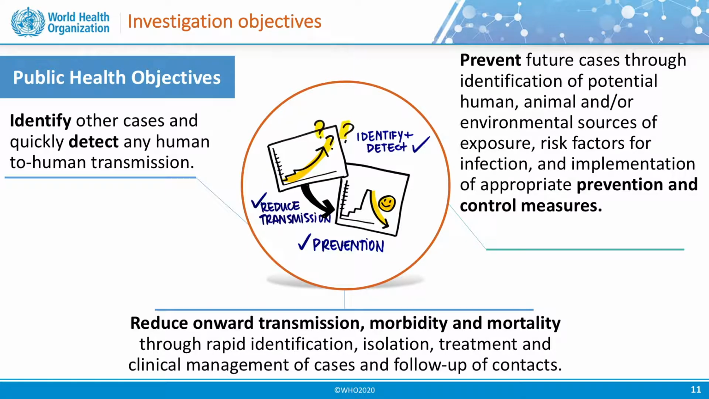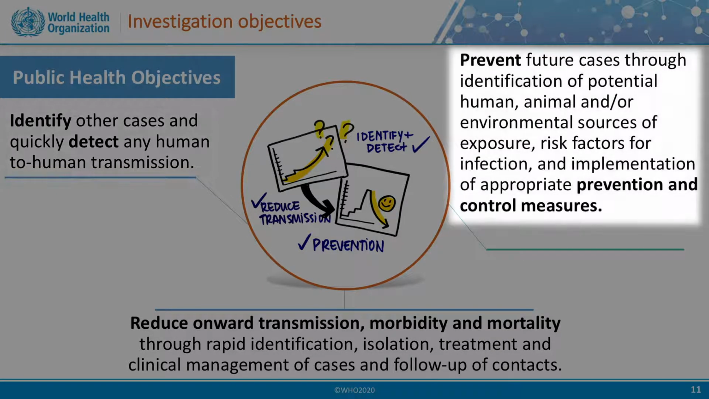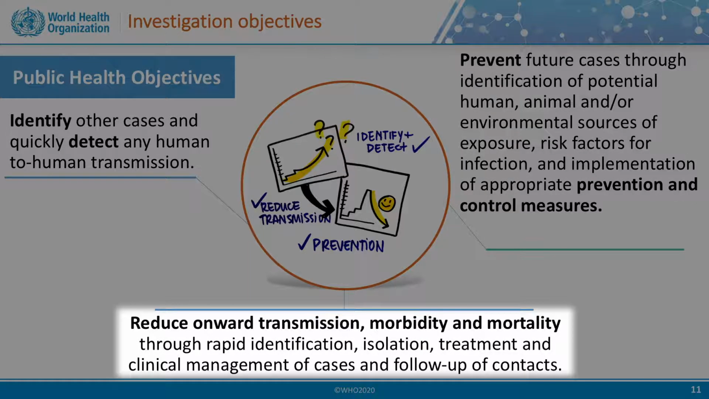There are many public health objectives in conducting investigations. These include identify other cases and quickly detect any human-to-human transmission, to prevent further cases through the identification of potential human, animal, or environmental sources of infection and exposures, risk factors for infection, and the implementation of appropriate prevention and control measures, and also to reduce onward transmissibility and reduce morbidity and mortality through rapid identification, isolation, treatment, and clinical management of cases and the follow-up of contacts.